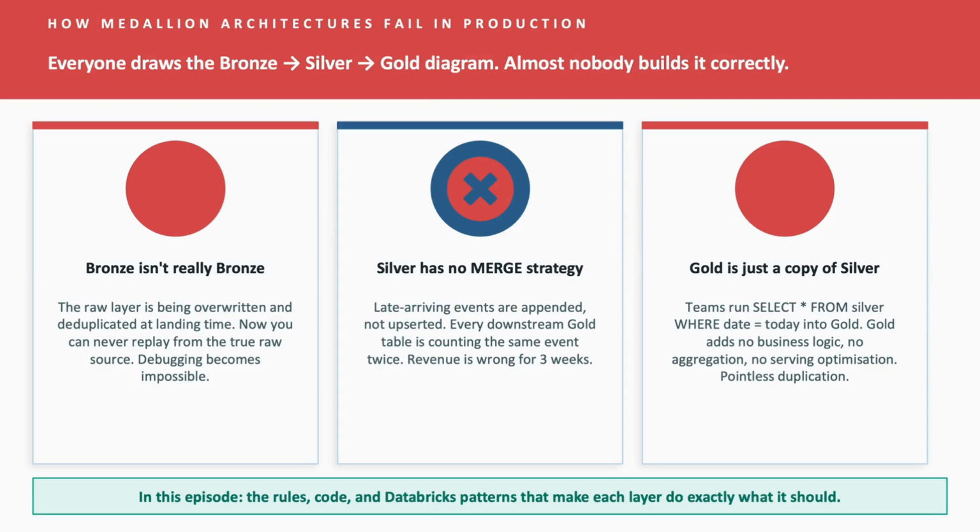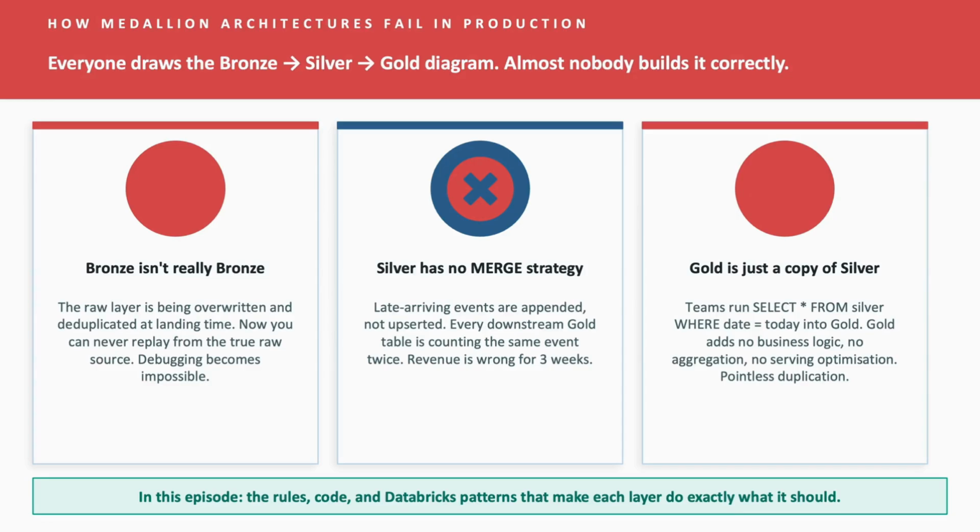The second, which is silver, has no merge strategy. Late arriving events from 3 days ago that just arrived are being appended to today's partition. So the same order now exists in two places: the original record from 3 days ago and the late arrival today. So every downstream gold table is double counting revenue, which is wrong. Nobody knows, and it goes undetected for weeks.